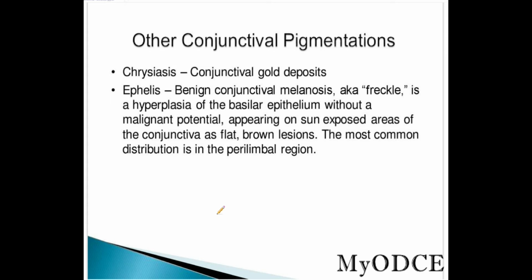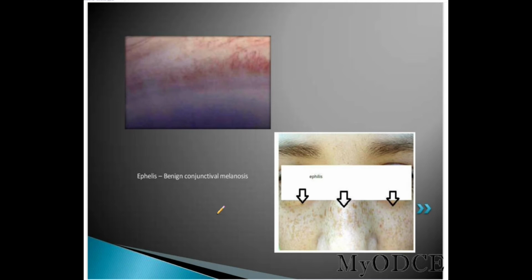Most common distribution is in the perilimbal region. So looking at normal perilimbal pigmentation right around here, and here we see an ephelis, commonly known as a freckle. You're not expecting this person to have, with an ephelis, normal distribution of perilimbal pigmentation. You're not expecting them to come in with a follicular conjunctivitis because of that. This would not be an etiology of a follicular reaction.